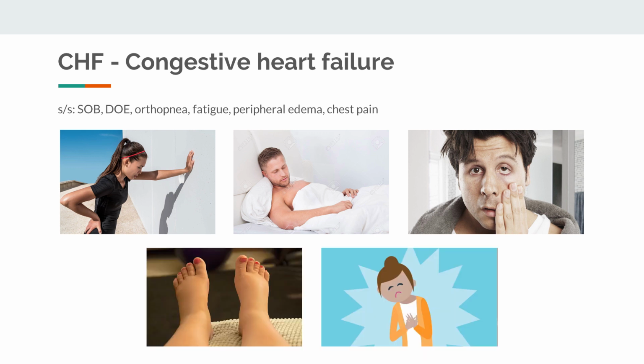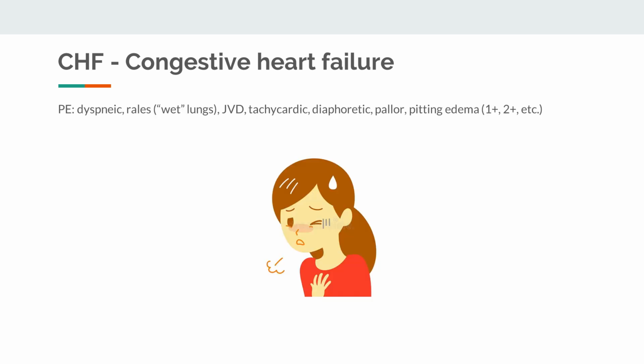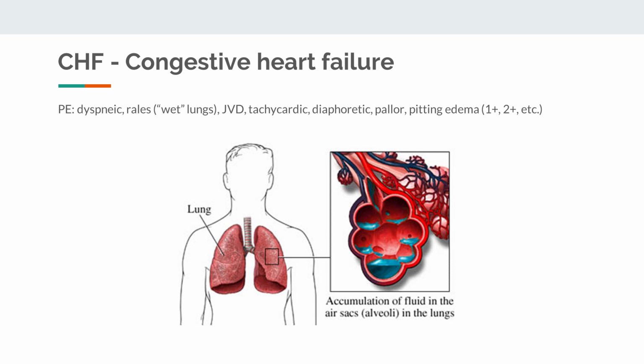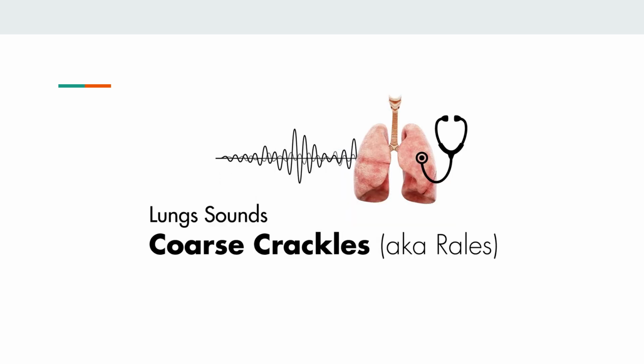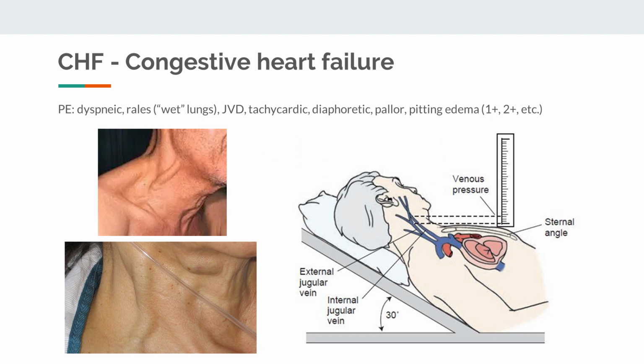Let's talk about some of the physical exam findings that a patient with CHF may exhibit. The patient may appear to be dyspneic, meaning they seem to have a difficult time breathing. Auscultating or listening to the lungs, you may hear rales or crackles, which is due to fluid buildup in the alveoli. The patient may be exhibiting JVD or jugular vein distension. Due to congestion, blood that's draining from the head cannot enter the right atrium and gets backed up at the jugular veins. The patient may be tachycardic.